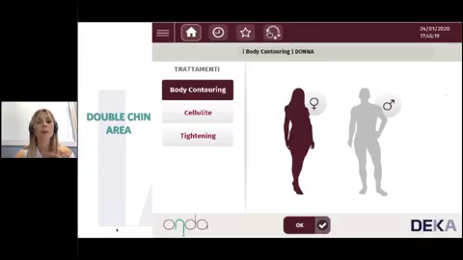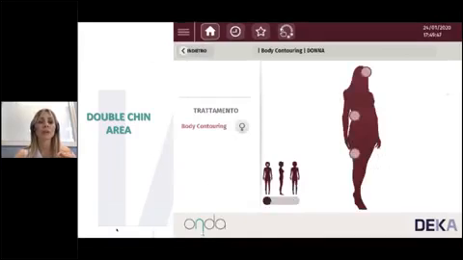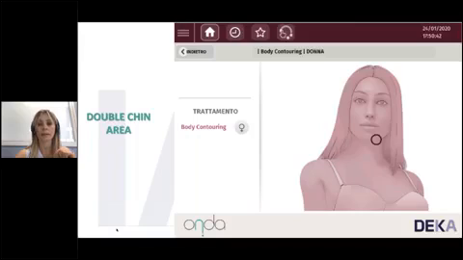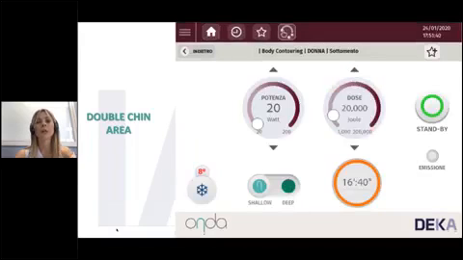Thanks to the upload of the software, we have in the body contouring area even the treatment of the submental area. The machine will give us these parameters. These are safe parameters, we can increase them, but at the beginning, it's better to start from these parameters. And then when you are more confident, we can increase them. We only use the shallow end piece.